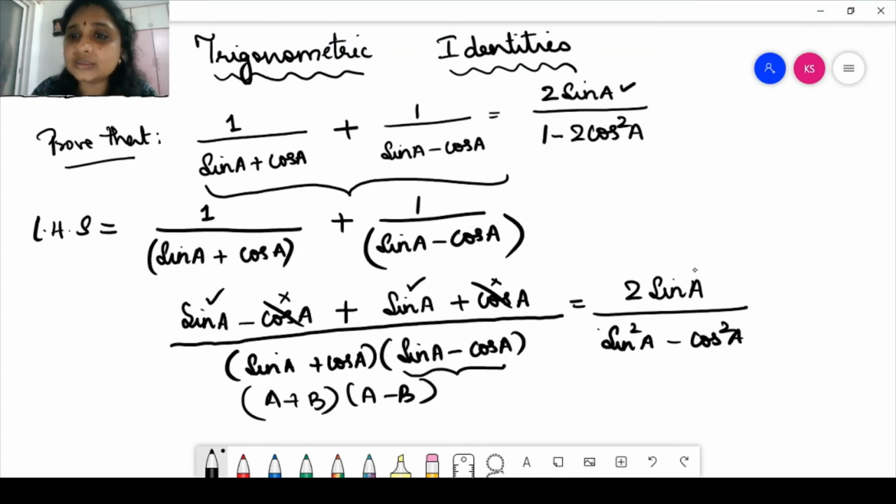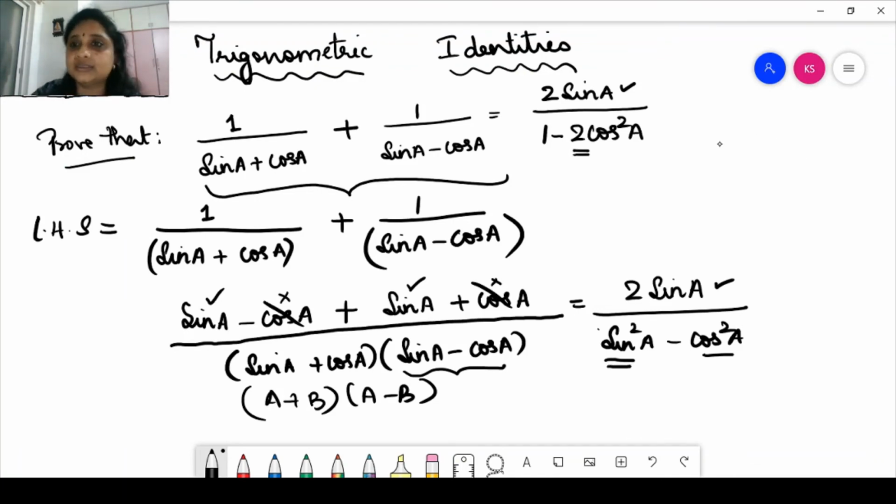Now see, almost we are there. The numerator is 2 sine A, the numerator 2 sine A, we have got it. Cos square A we have got, but we need 2 cos square A, and there is no sine square A on the right hand side, right? So we need to convert the sine square A into cos square A. How do we do it?